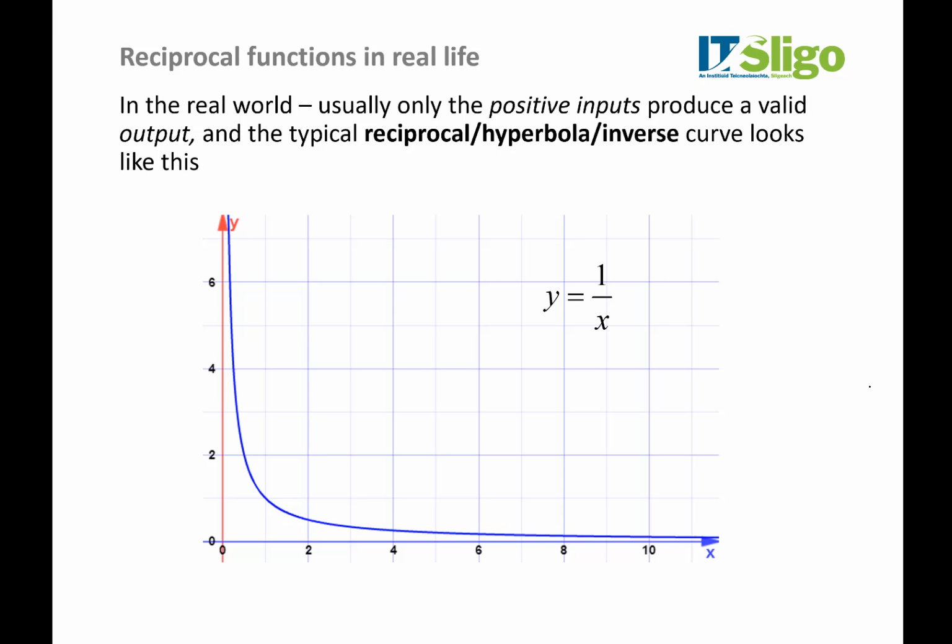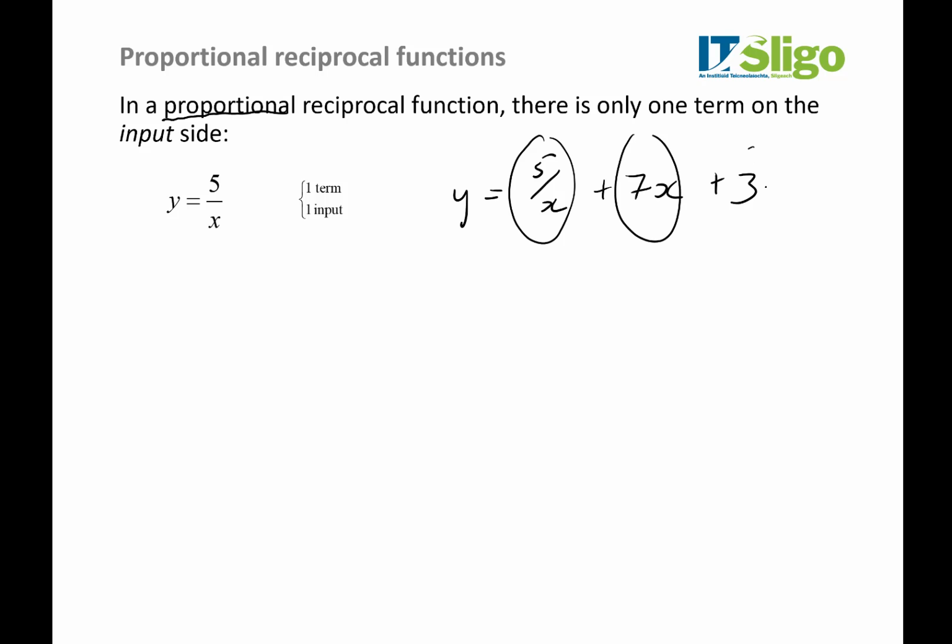Just taking a look at some of these reciprocal functions in real life. These are the ones you're going to meet in the real world, as I discussed on a previous slide. So this is important. In a proportional reciprocal function, there's only one term on the input side. So here we have one term. If it was written y is equal to 5 over x plus 7, now it's got two terms. Now it's got three terms. Each term could have 4 or 5 bits in it, but each term is separated by a plus or minus or an equal sign. That's how you know a term. So here's an equation with 4 terms.